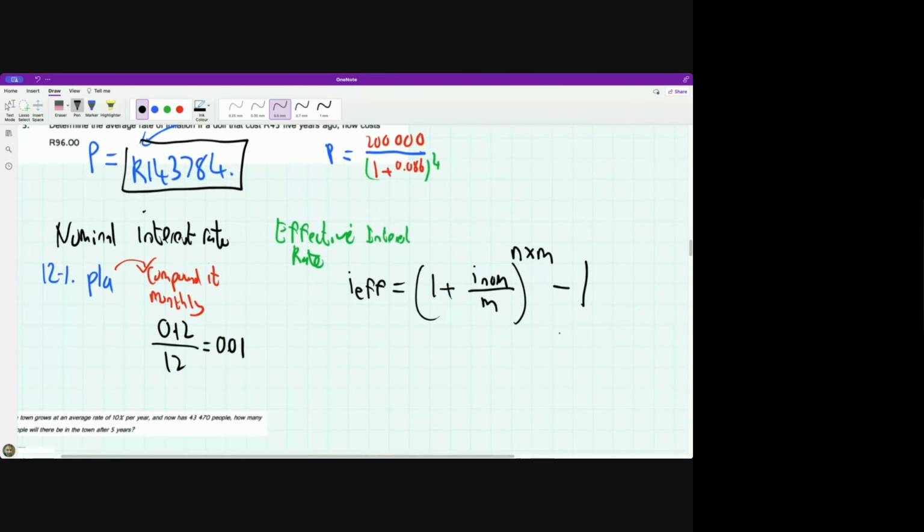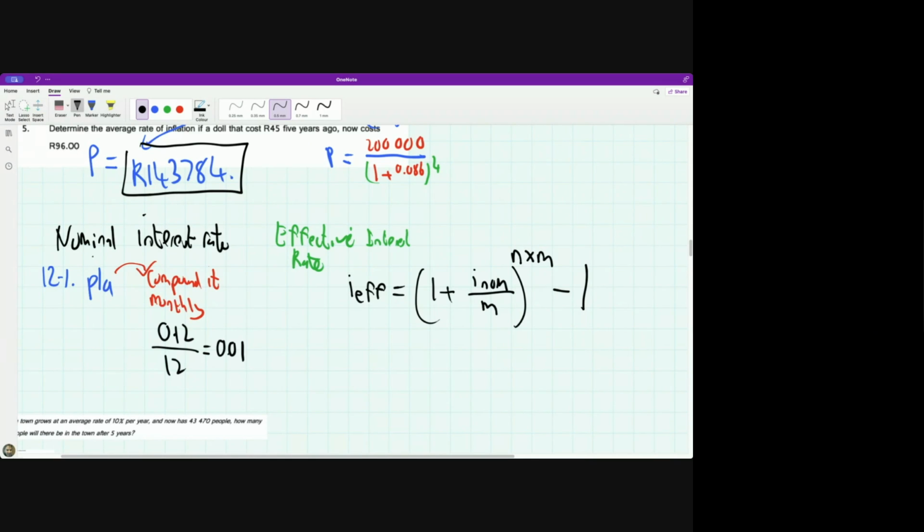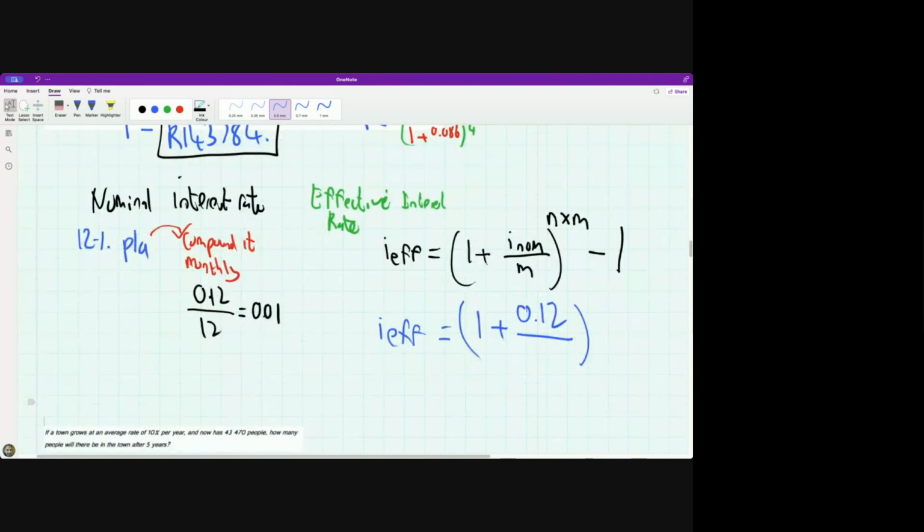Now, I will carry on in the next lesson with this, but I just want to show you how you can go from a 12% per annum nominal interest rate and calculate the effective interest rate. I just want to finish with this example today. So how would this look? I'm going to take this formula and ask, what is my nominal interest rate? It's 0.12. Give me a thumbs up if you're with me so far. Okay, so we're just introducing another formula and learning how to use it.